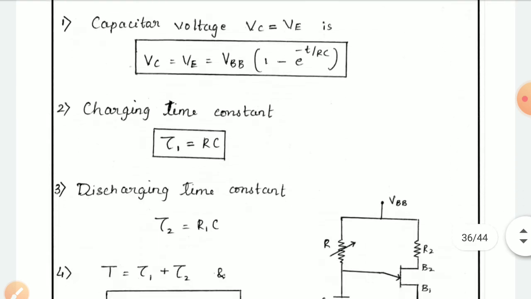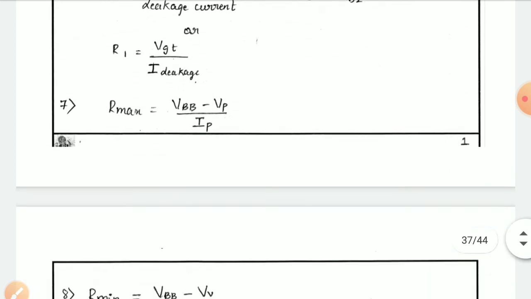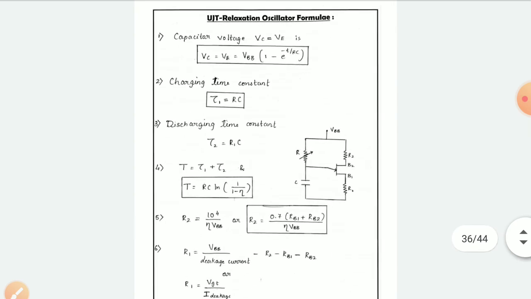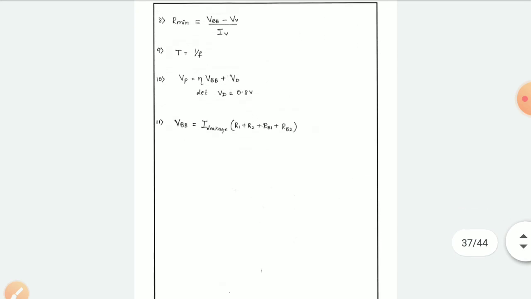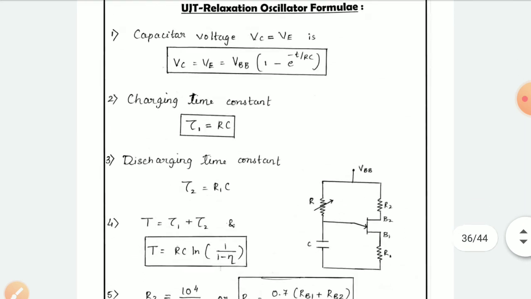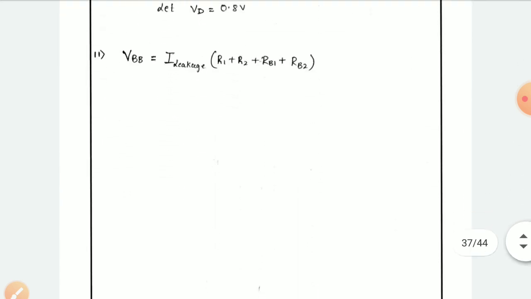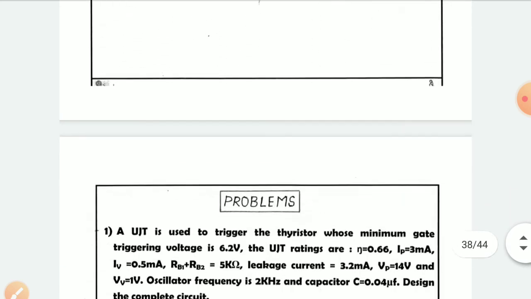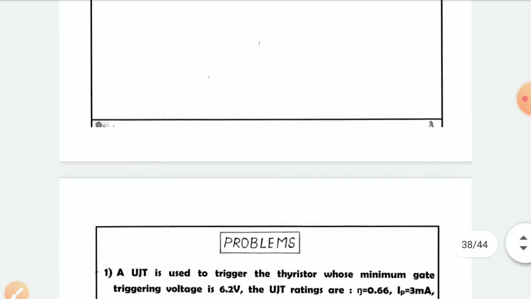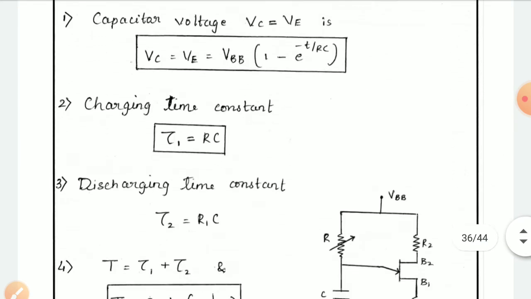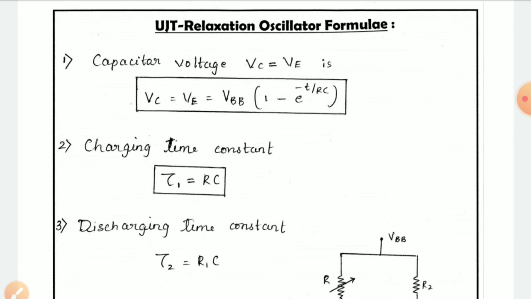Just recall and remember these, so that in the next session we'll discuss the problems on the UJT relaxation oscillator. These around 11 formulas I have listed here, so just keep an eye on them. While solving problems related to the UJT relaxation oscillator, all these 11 formulas are helpful. If you have any doubts here, just contact me to clarify them. Before that, to solve the problems, these formulas are very essential. Just go through all those formulas and be ready.